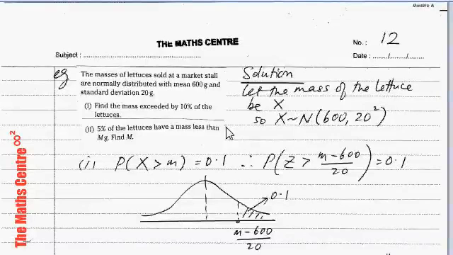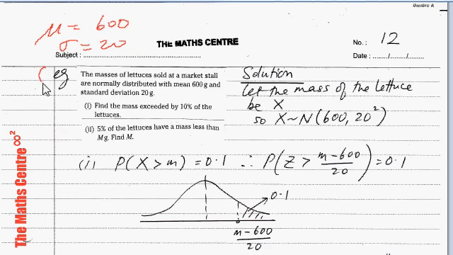Our next example: the masses of lettuces sold at a market stall are normally distributed with a mean of 600 and a standard deviation of 20. So we have a mean of 600 and a standard deviation of 20. Now we are asked to find the mass exceeded by 10% of the lettuces, and in part 2, 5% of the lettuces have a mass less than m. We are asked to find m.